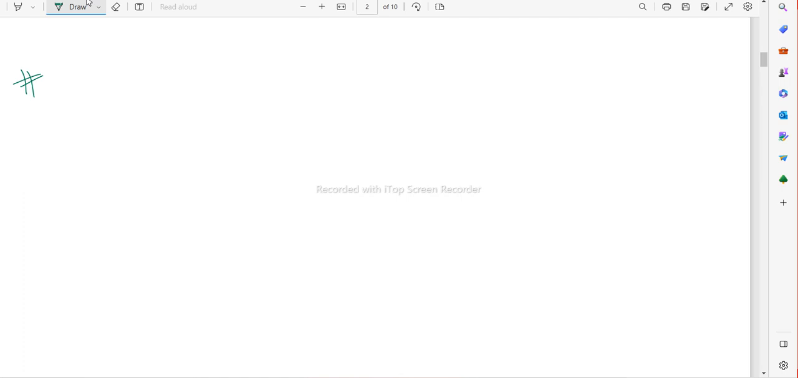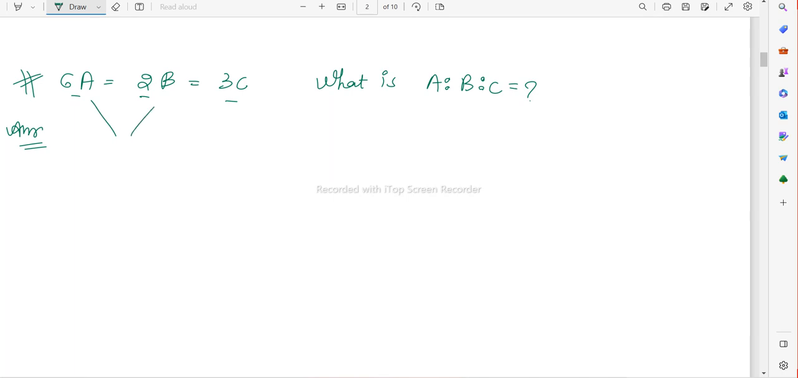Another way. Okay, if I'll tell you that another type I'm telling you, if 6A is equal to 2B is equal to 3C, then what is A ratio B ratio C? If you have to tell this, okay. So how you're going to be answering this? So what you have to do is you can see certain digits here. First step is going to be taking the LCM of 3. So I can see that LCM could be 12.